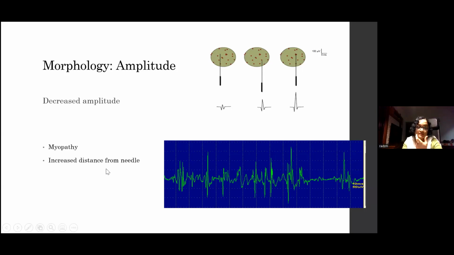Also, you do see amplitudes are quite reduced, abnormally reduced, if the needle is a little further away from where you're recording. So remember, when you first get a low amplitude, adjust the needle so that you can hear a crisp sound. You can get a nice, clean motor unit action potential, and then see if it's genuinely a reduced amplitude, a normal motor unit action potential, or actually an increased amplitude. So morphology amplitude-wise, increased amplitude you see in neurogenic disorders, reduced amplitude you see in myopathic disorders.